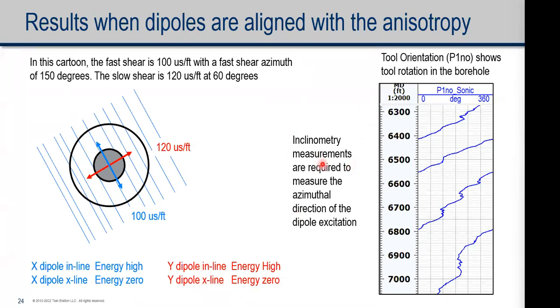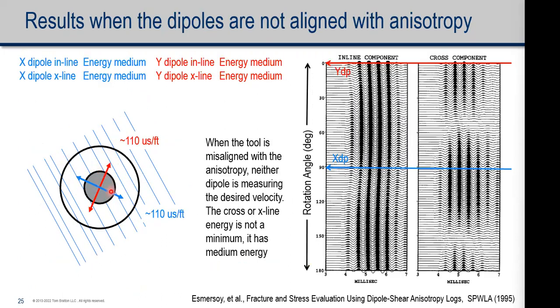But the problem is the tool is rotating as you come out of the borehole. So your dipoles are never going to be aligned with the anisotropy at some point, but with the tool turning, you have to deal with this. The way we deal with it is, if your dipoles are not aligned with your fractures, you end up not having a high energy on the inline component, and you don't have zero energy on the cross line. So you get kind of medium energy.